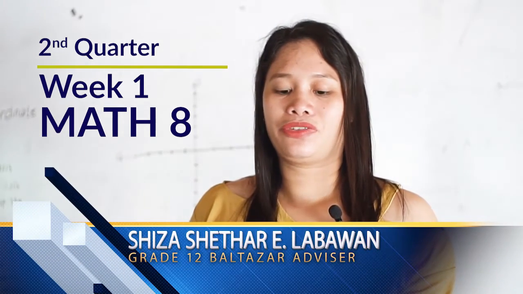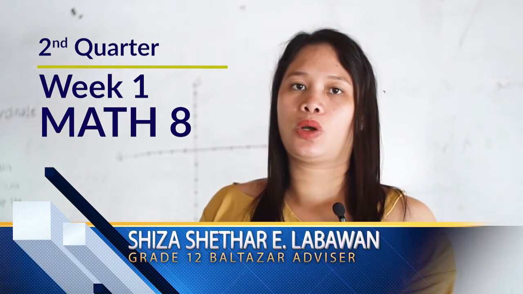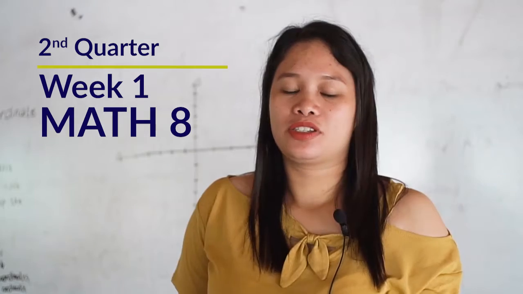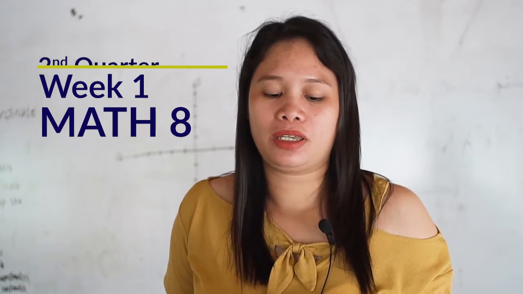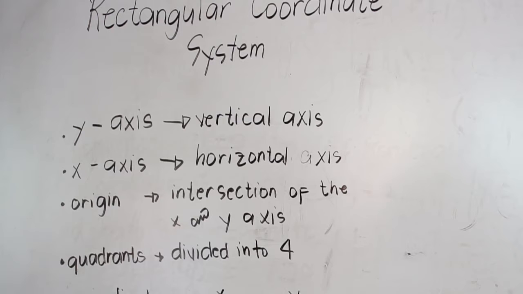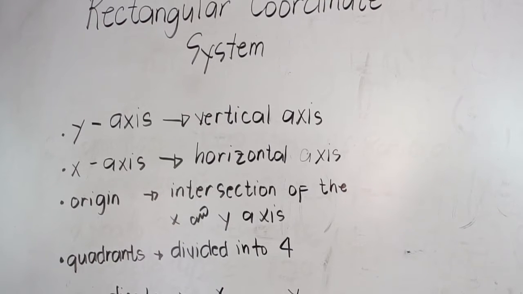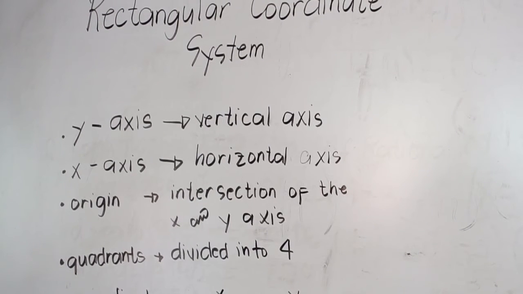Hello grade 8 students. Our topic for today is about the rectangular coordinate system, or Cartesian coordinate system. Before we tackle it, we will define some terms. The proponent of the RCS, or rectangular coordinate system, is René Descartes.